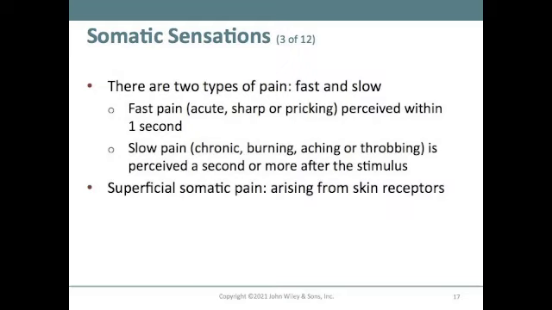You can perceive the difference in the onset of these two types of pain best when you injure a body part that is far from the brain. This is because the conduction distance is long. For instance, when you stub your toe, you first feel a sharp sensation of fast pain and then feel the slower, aching sensation of slow pain. Pain that arises from the stimulation of receptors in the skin is called superficial somatic pain.